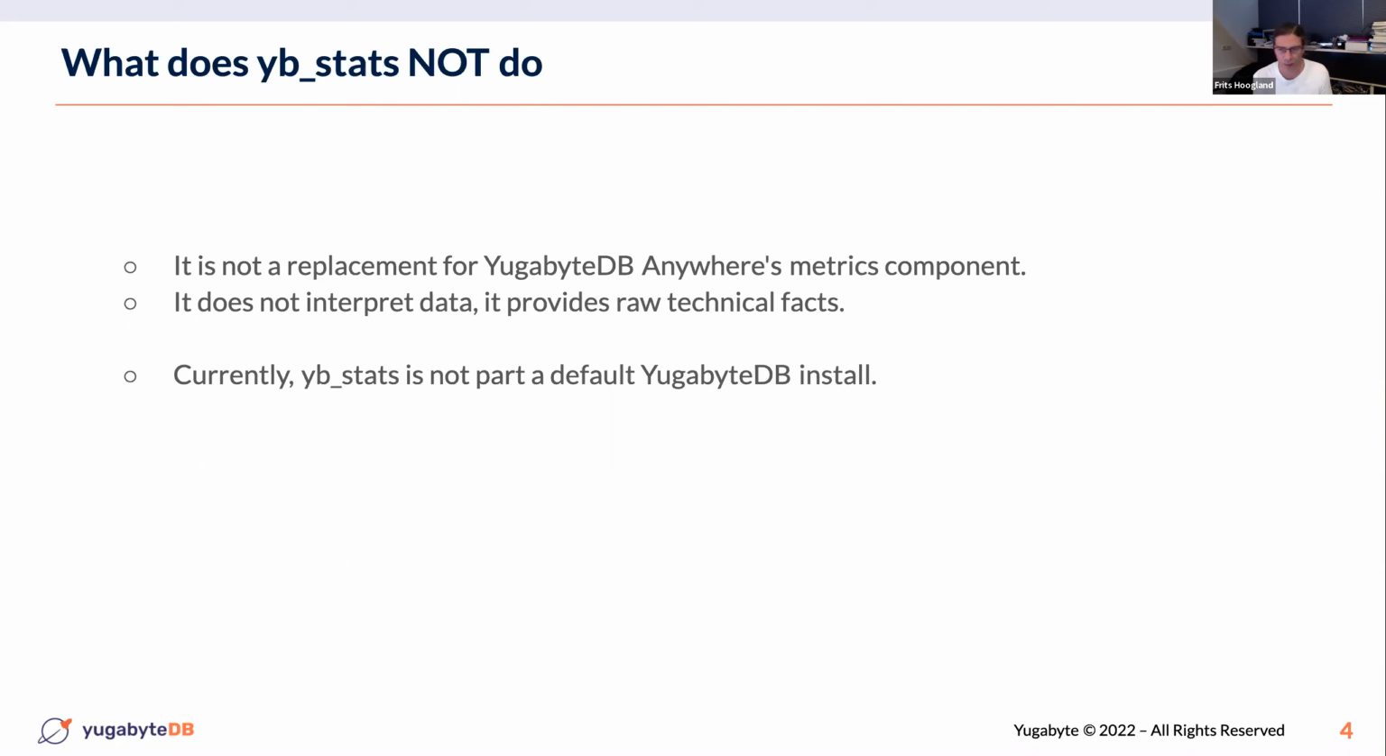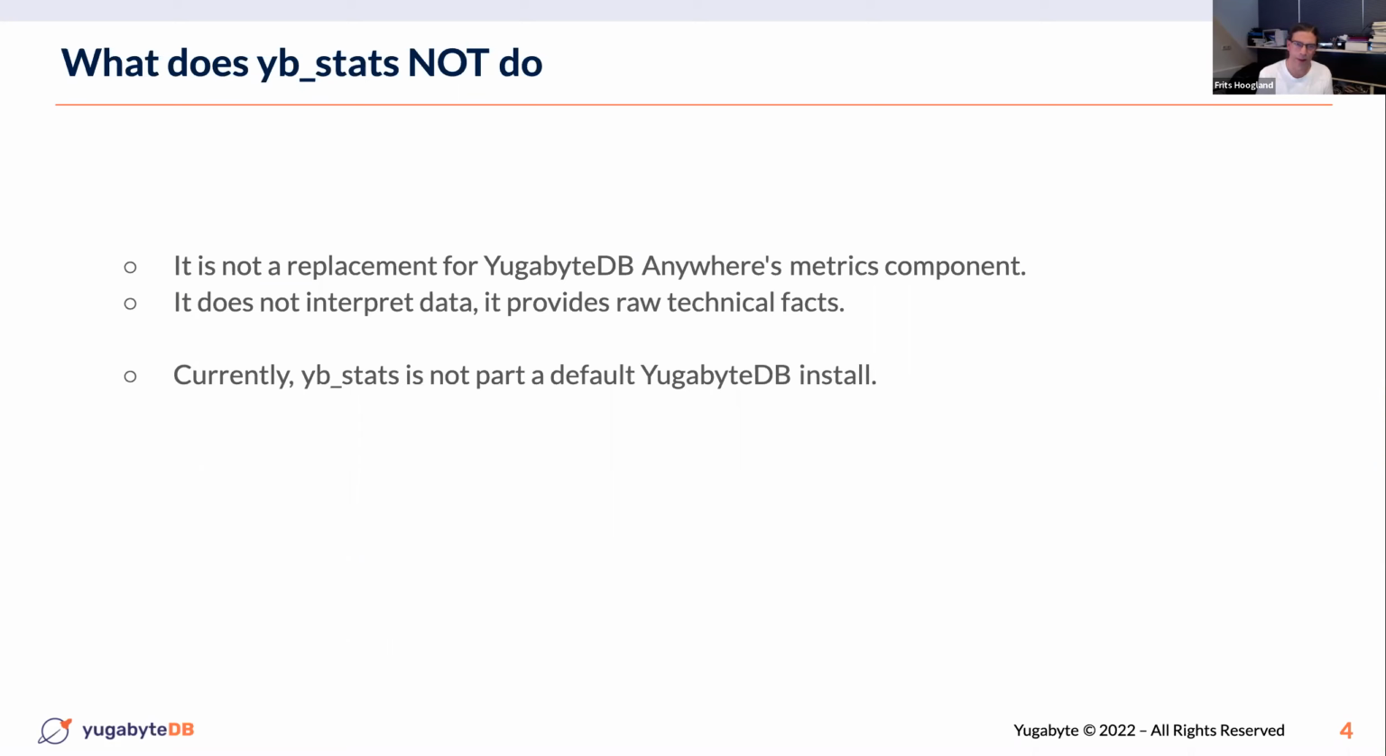Another thing which might be handy or not handy, depending on where you come from, is that the purpose of YBStats is to take the statistics as they are available and show them to you. It doesn't interpret data and provide you a whole guided course of saying, okay, you've got this data and then you should do this and that to solve what you want to do. YBStats doesn't do that. It just shows you the facts as they are measured.